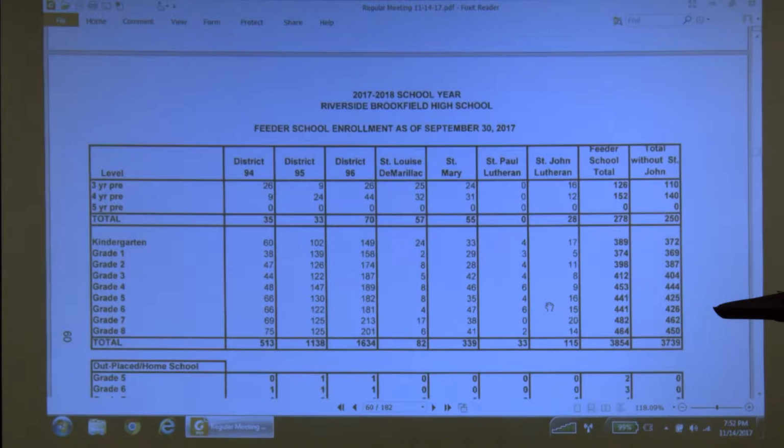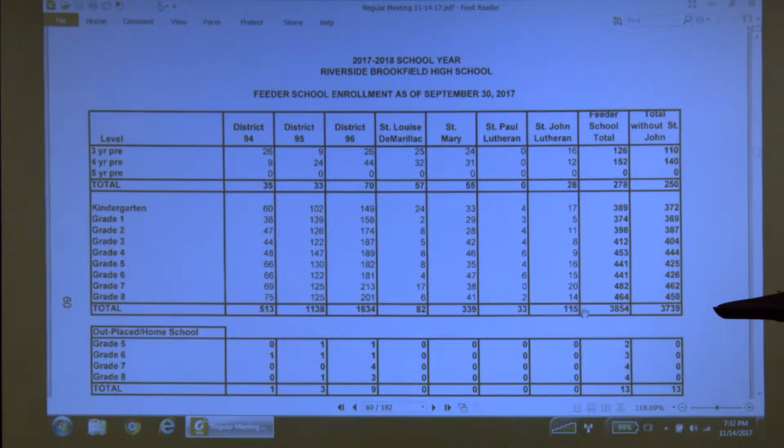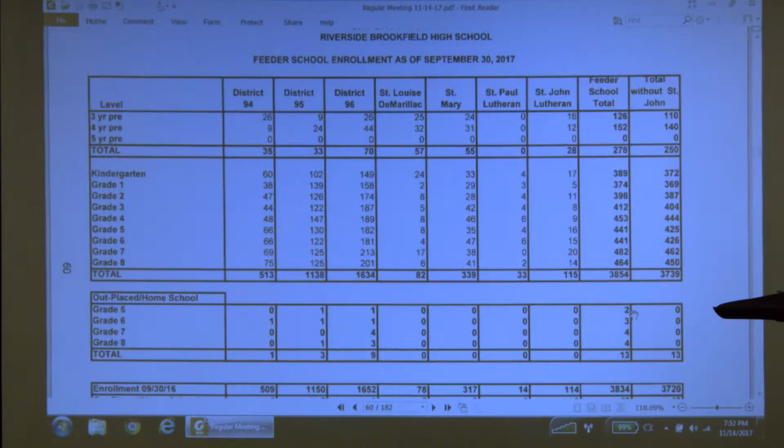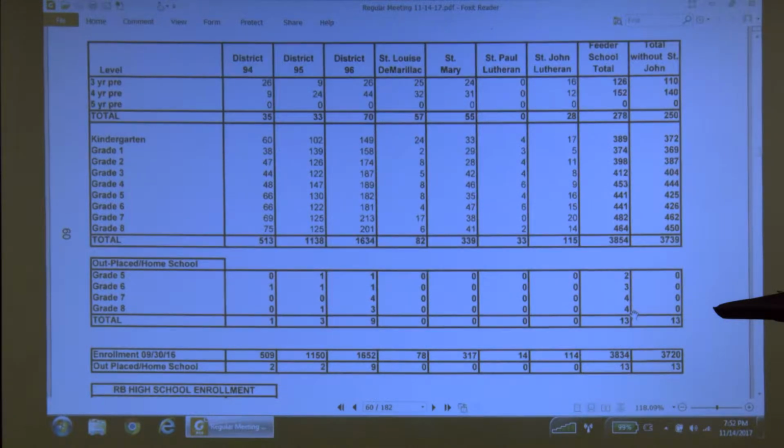Okay, so the next chart that you'll see is our feeder school enrollment numbers. These are as of September 30th, 2017. I know there was one question submitted, can we get this year's numbers? These are this year's numbers.